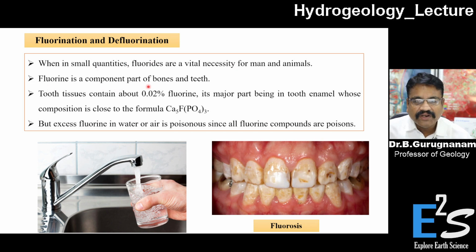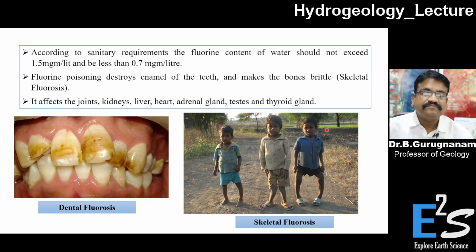Fluorine is a component part of bone and teeth. Tooth tissues contain about 0.02% of fluorine, its major part being in tooth enamel, whose composition is close to the formula of Ca5F. Normally, apatite is the source rock for the enrichment of fluoride, and even some of the feldspars contain a small amount of fluoride. But excess of fluorine in water and air is poisonous, since all fluorine compounds are poisons as far as the human is concerned.